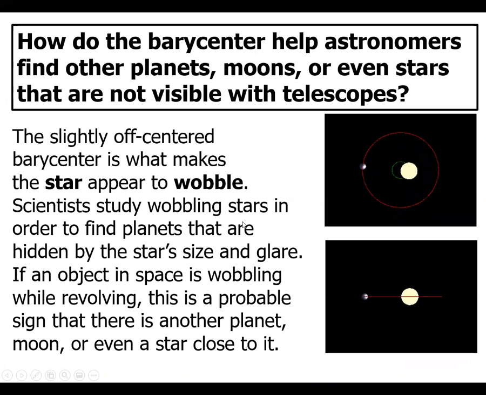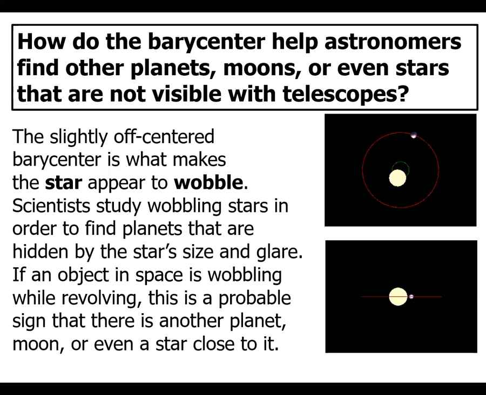How does the barycenter help astronomers find other planets, moons, or even stars that are not visible with telescopes? The barycenter causes the planet or the star or any other heavenly bodies to revolve around it. And this revolving causes the celestial body to wobble. This wobbling caused by the gravitational pull causes the star to twinkle, to cause some changes in brightness. The changes in brightness and the wobbling is a telltale to astronomers for them to know that a planet or another star is hiding.